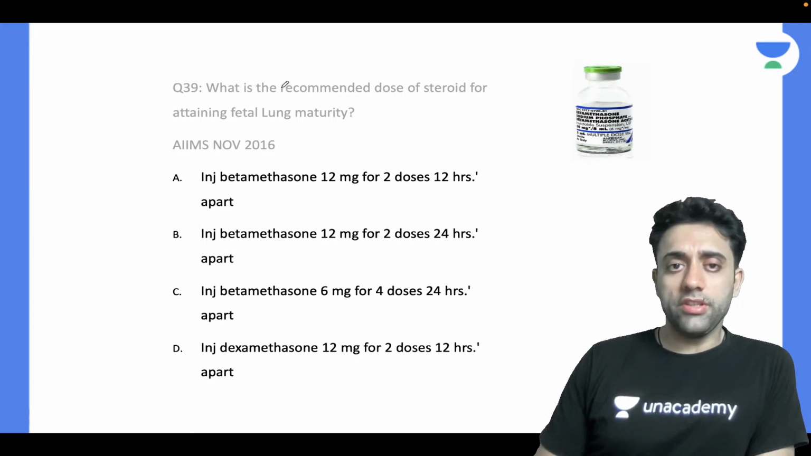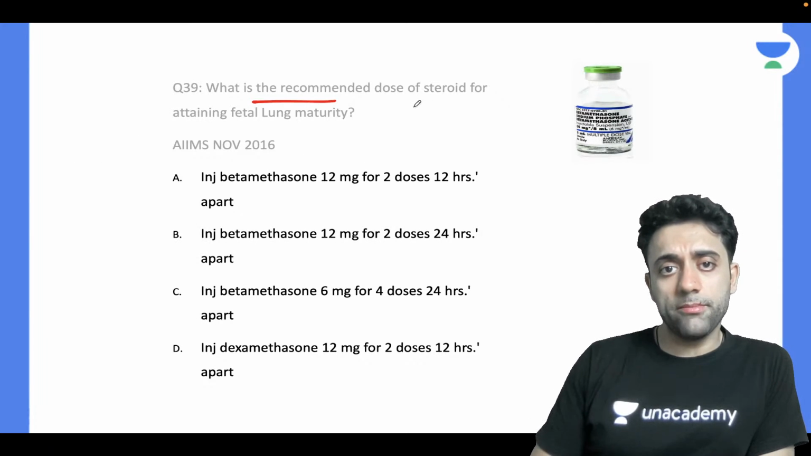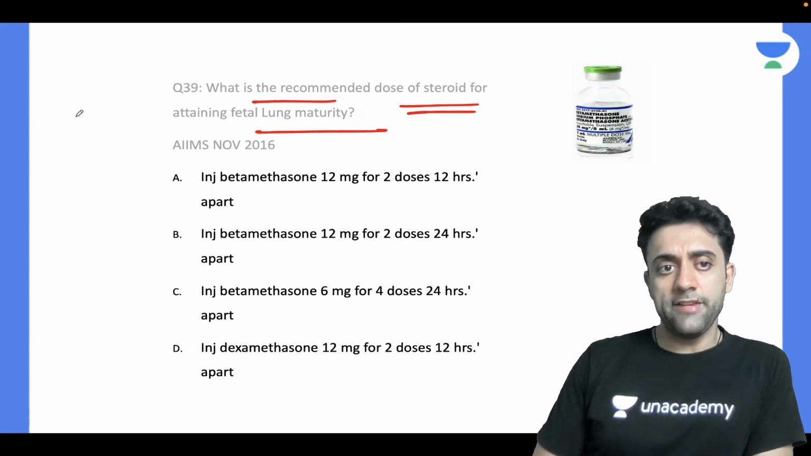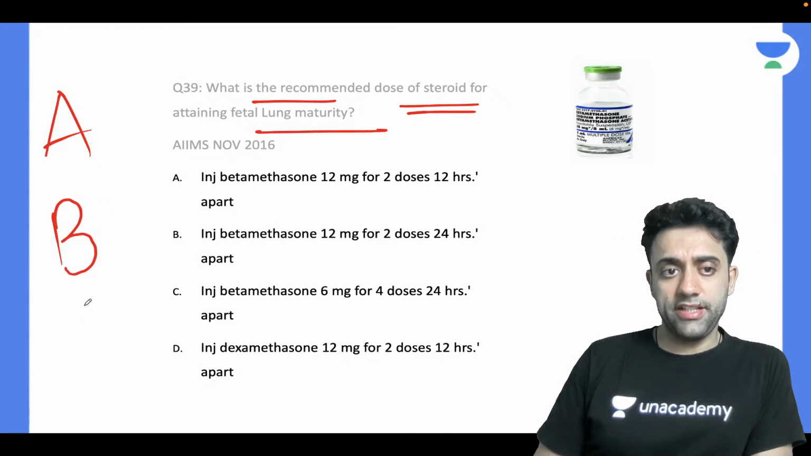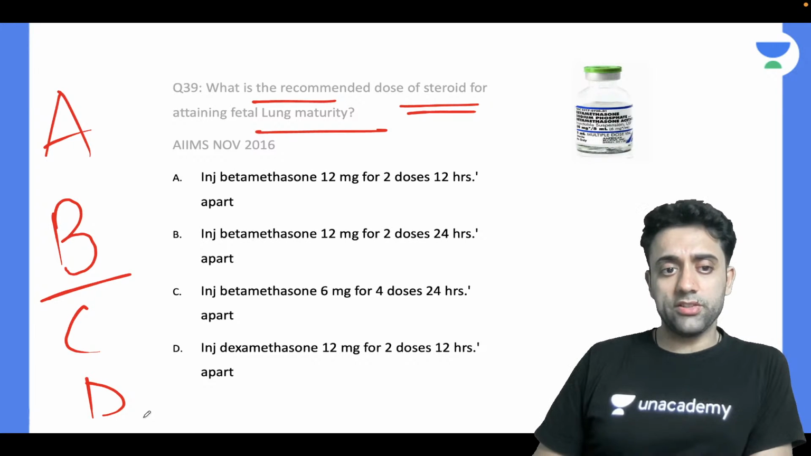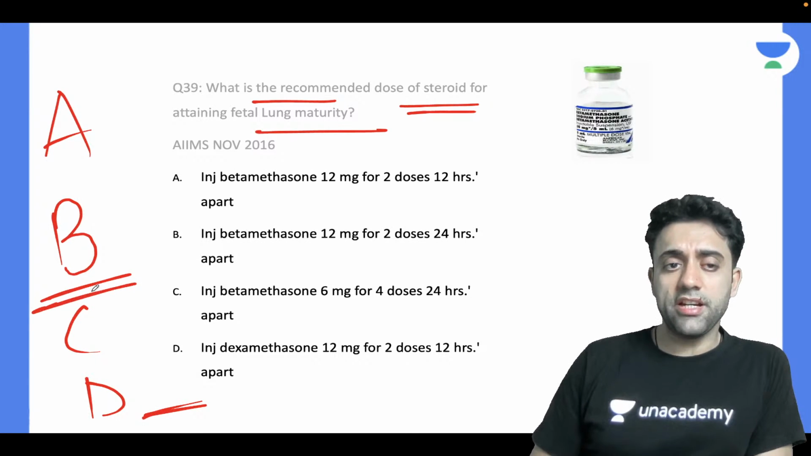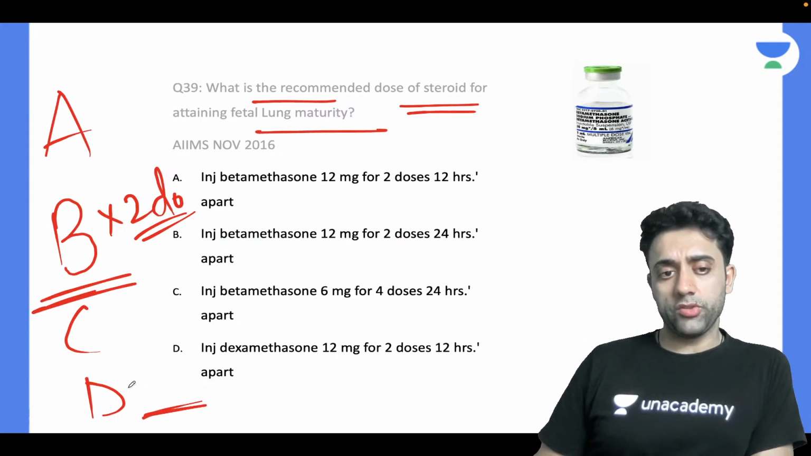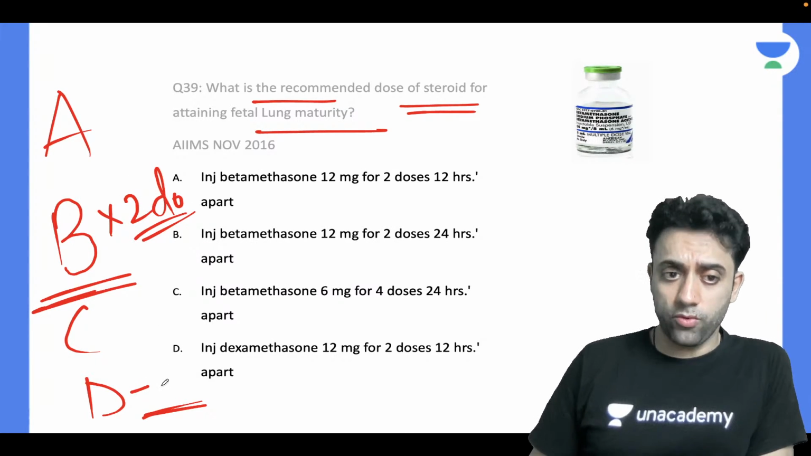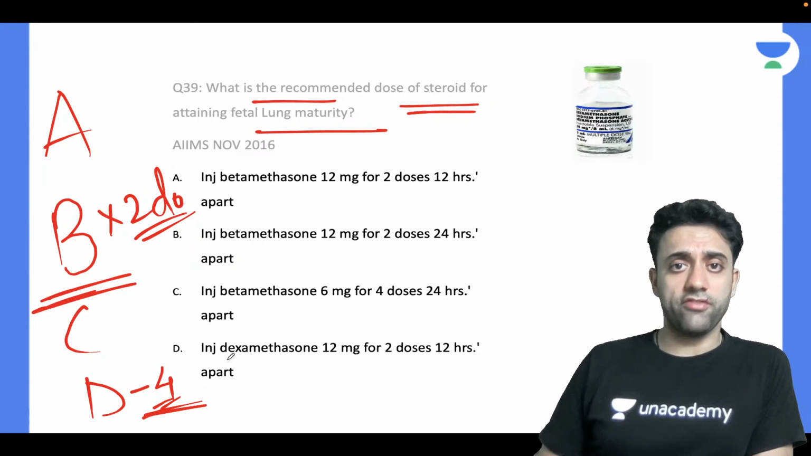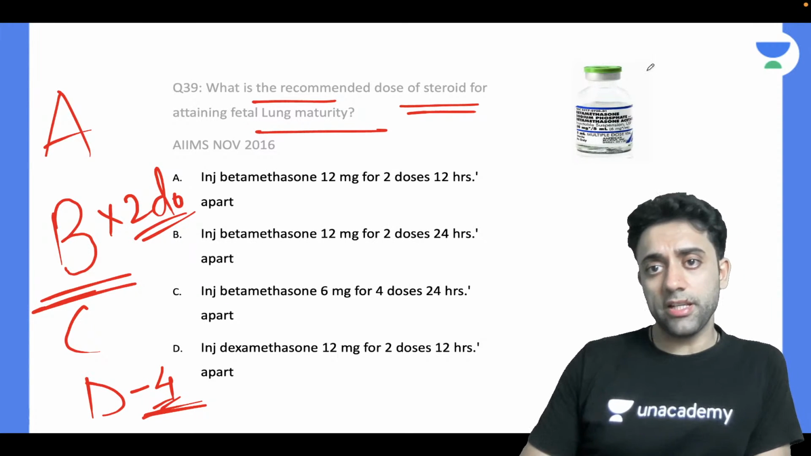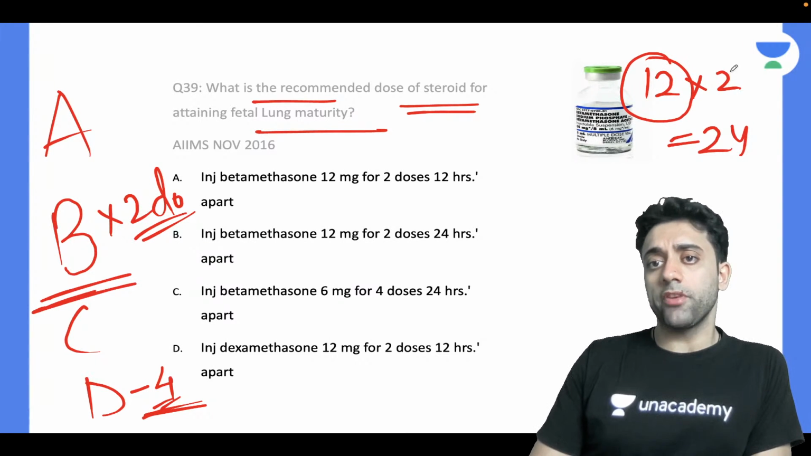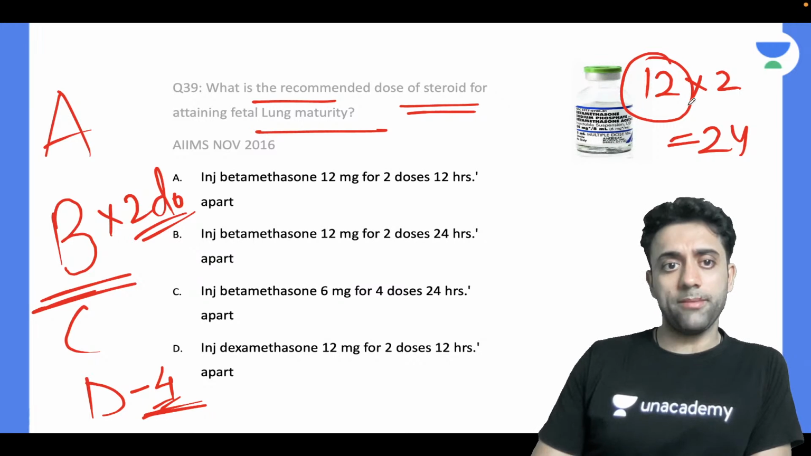Yes, right. We all know, what is the recommended dose of steroid for attaining fetal lung maturity? A, B, C, D. B for betamethasone, D for dexamethasone. B comes at the second place, so two doses of betamethasone are given. D comes at the fourth place, so four doses of Dexa are given. The mnemonic is 12 into 2 is 24. So, 12 mg. Exactly.